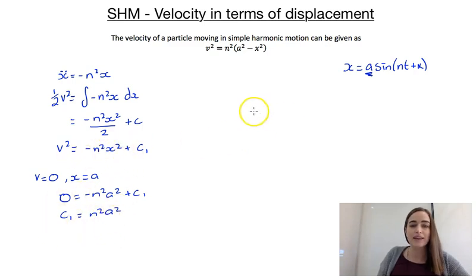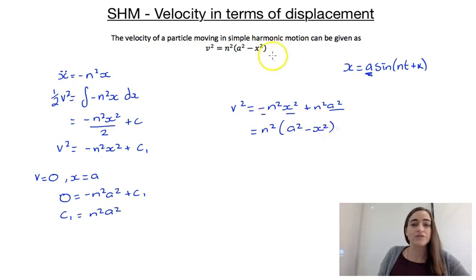Now if we pop that back in here, we'd end up with v squared equals minus n squared x squared plus n squared a squared. If I pull out my n squared as a common factor, then what's going to be left inside, I'm going to rewrite it in a different order. So I'm going to have my a squared and my minus x squared. And that's what we were aiming for. So we know that it can be written in this form, and that's going to help us with certain types of problems.